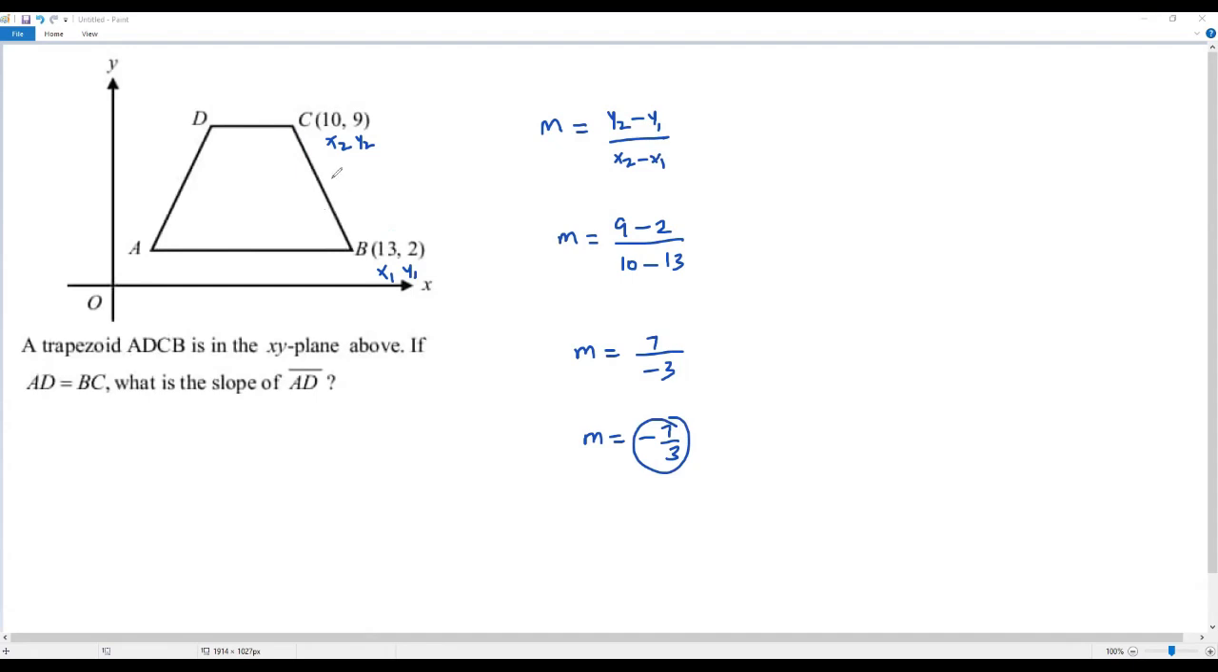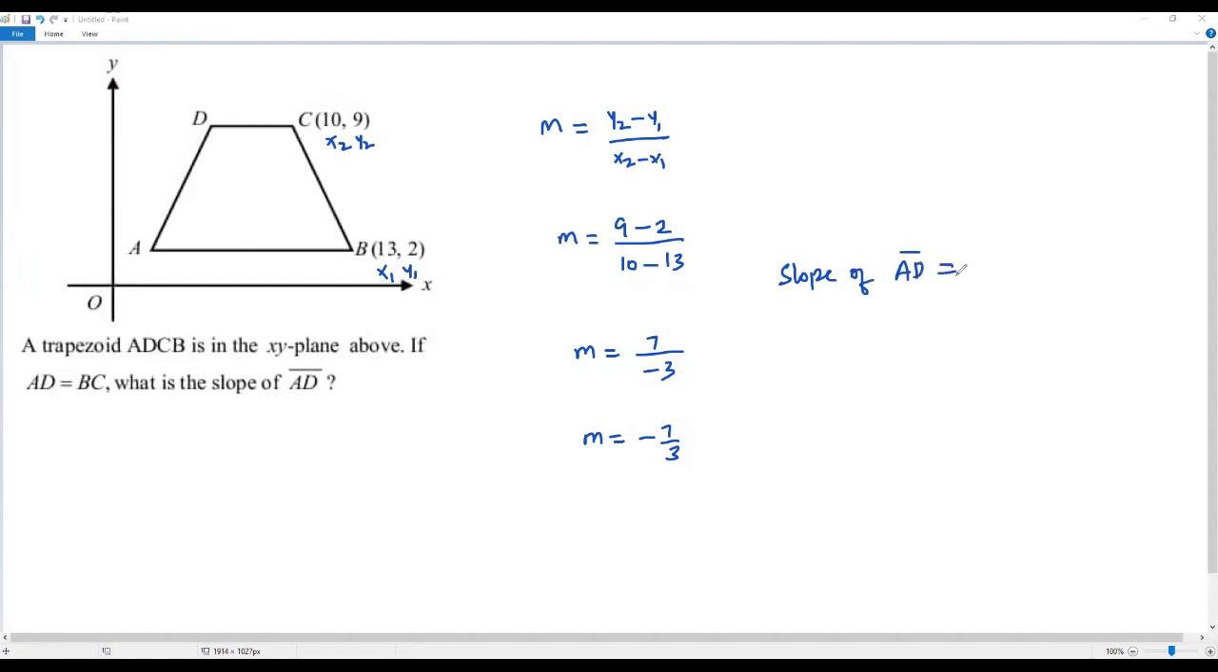Actually, we got a negative value as the slope for BC. The reason is it's a falling line. When I consider the slope of line segment AD, it will be positive because it's a rising line. As I said earlier, whatever slope we have for line segment BC, the same should be taken for AD with the opposite sign. Here we have the slope of line segment BC. Now let's get the slope of line segment AD.